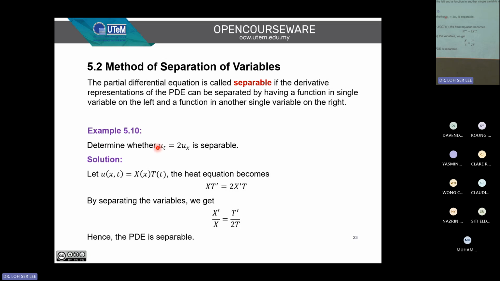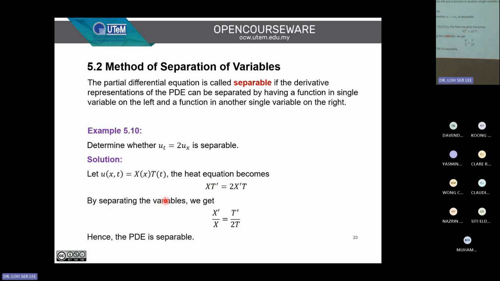So you have to know how to change ut, utt, ux, uxx into these representations. When it is first order, there is one prime. With respect to x, the prime is on the X. For ut, the prime is on the T, one prime. If you have utt, that means double prime on the T.